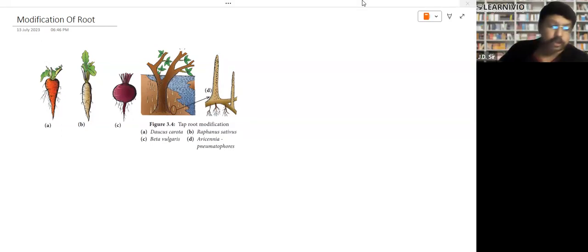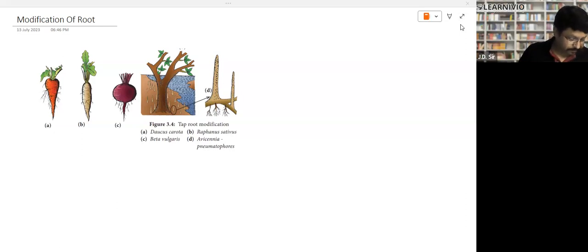First is the prop root. So what are the prop roots? Anybody of you have an idea what the prop roots are? Every one of you must have seen prop roots. Nobody? The roots which come from the root, sir. It is seen in? Yes, Alia, please. Banyan tree. Very good. Banyan tree, obviously.